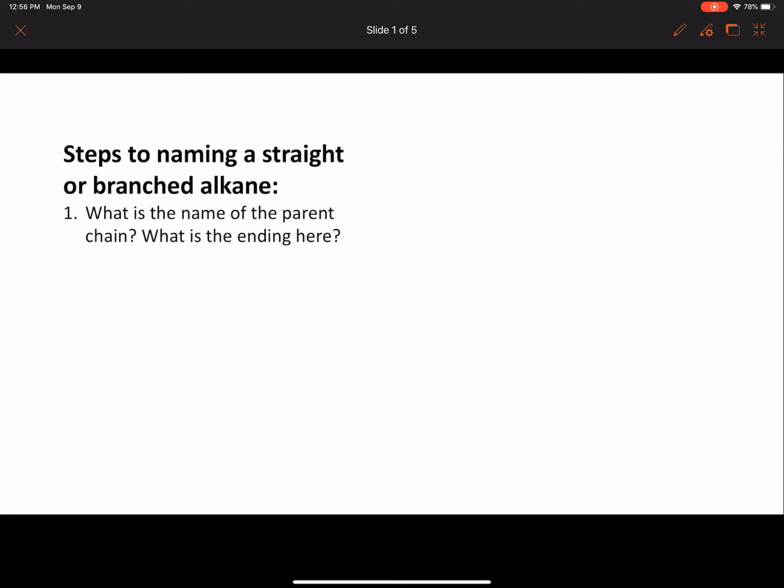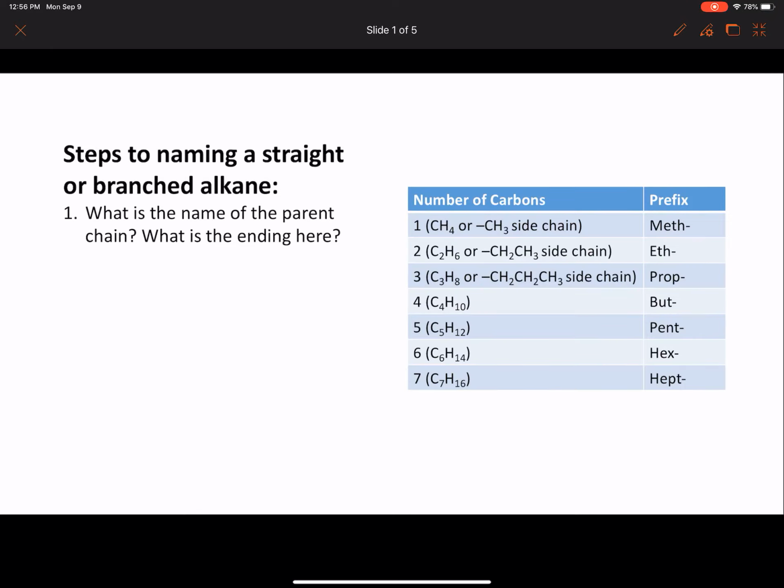First, what's the name of the parent chain? So you're going to have to decide what's longest, and then once you know what's longest, you're going to have to be able to name it. So your first job anyway is to take these prefixes and memorize them. Those prefixes are going to be based on the number of carbons associated. So that's this number of carbons here.